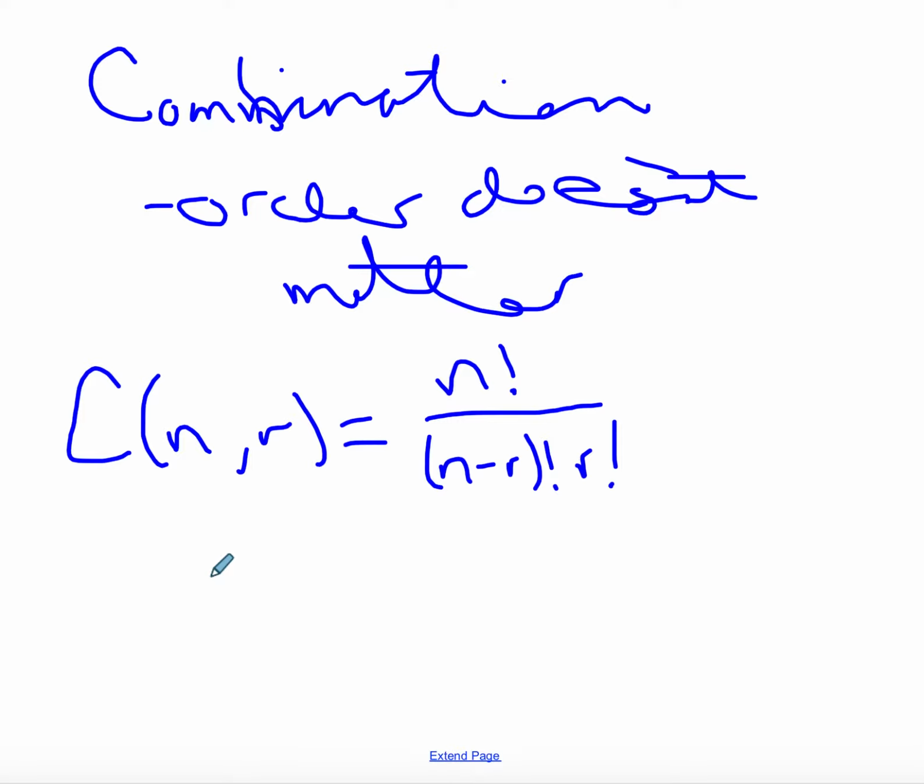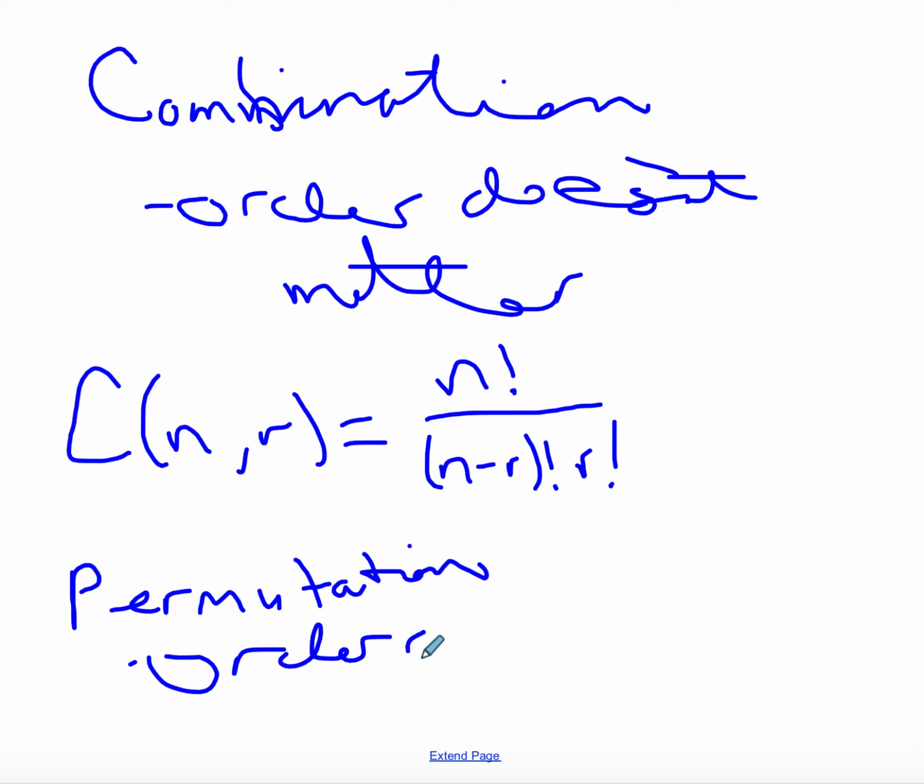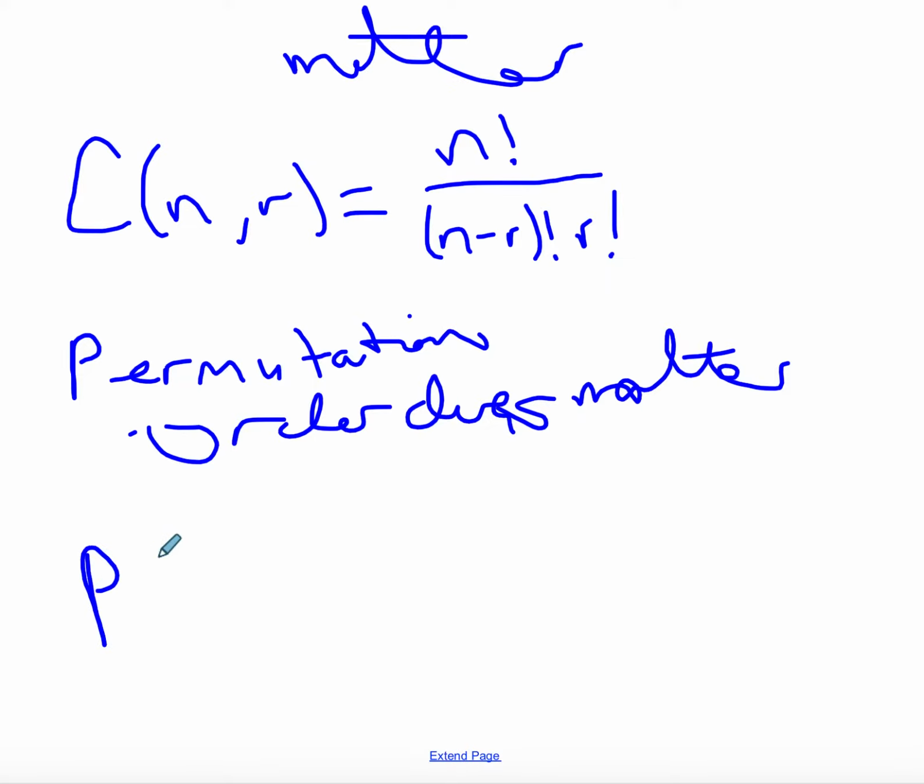And now what we want to look at is instead looking at when the order does matter. And so when the order does matter, then it's called a permutation. And so permutation is where the order does matter. So the way we do permutations, we use a P for permutation. And the formula for that is, again, you're going to take n objects and choose r of them. And that's going to equal n factorial over top of n minus r factorial.